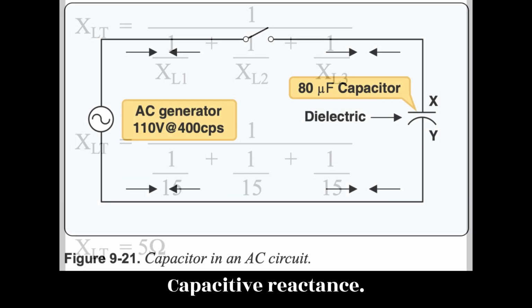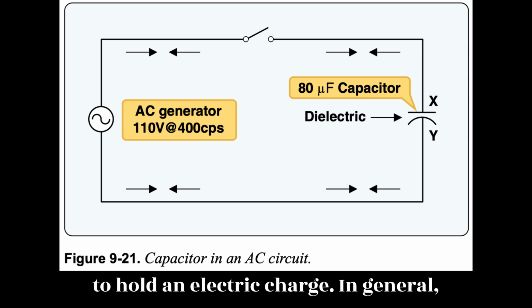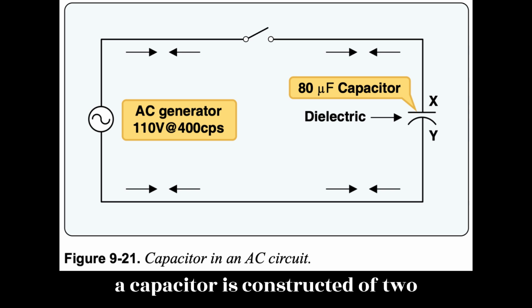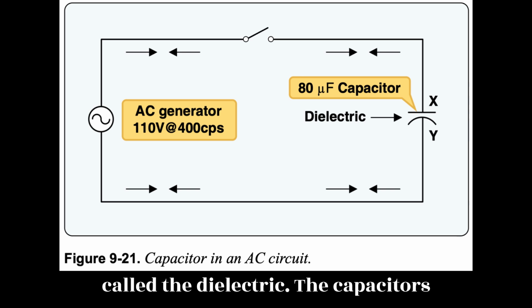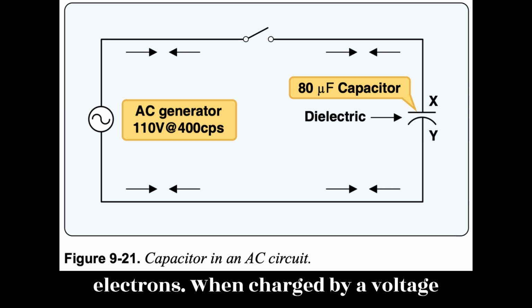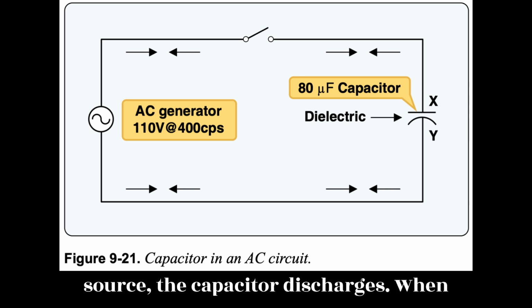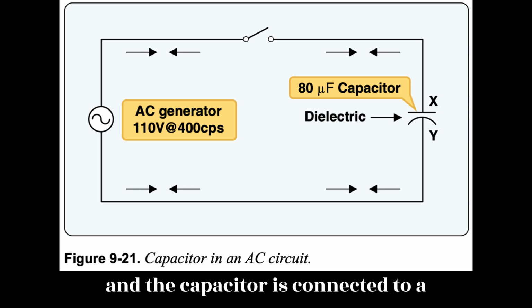Capacitive reactance. Capacitance is the ability of a body to hold an electric charge. In general, a capacitor is constructed of two parallel plates separated by an insulator. The insulator is commonly called the dielectric. The capacitor's plates have the ability to store electrons when charged by a voltage source. The capacitor discharges when the applied voltage is no longer present and the capacitor is connected to a current path.